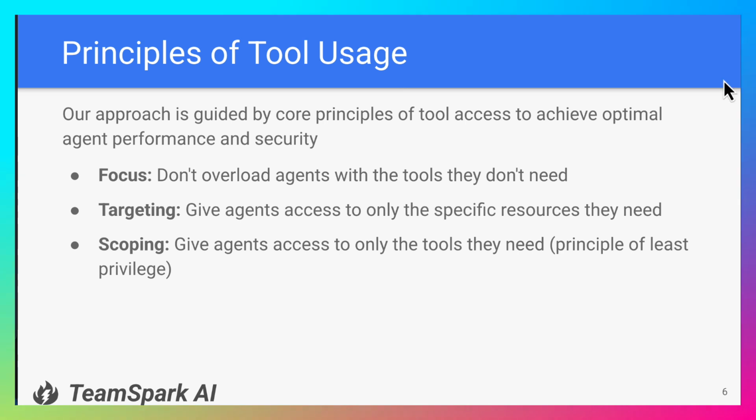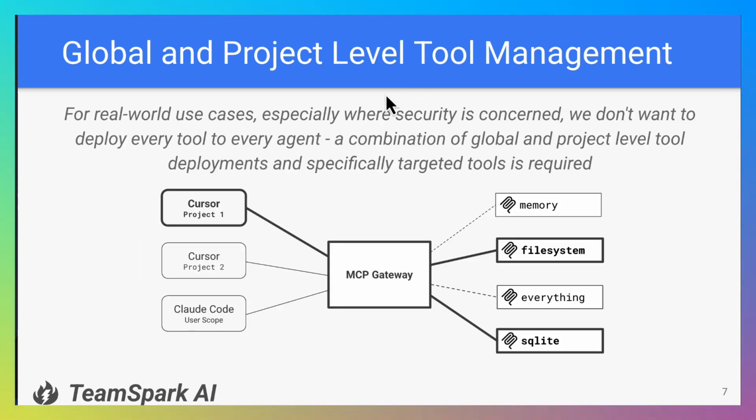And so to support all three of these things, what you really need is global and project level tool management. In the real world, especially if you're worried about security, and even if you're just worried about agent performance, you don't want to deploy every tool to every agent. You don't want to just say, here are the 10 tools I have on the system, my 10 MCP servers, just jam them into the global configuration of every agent.